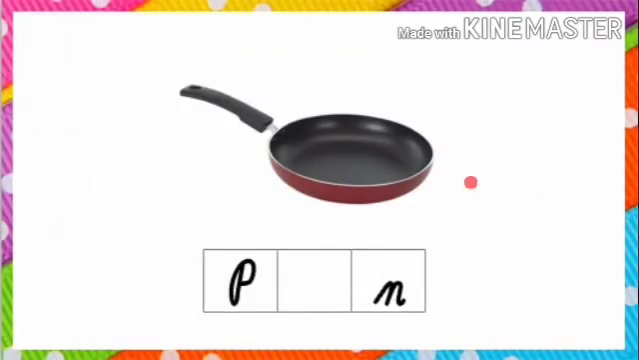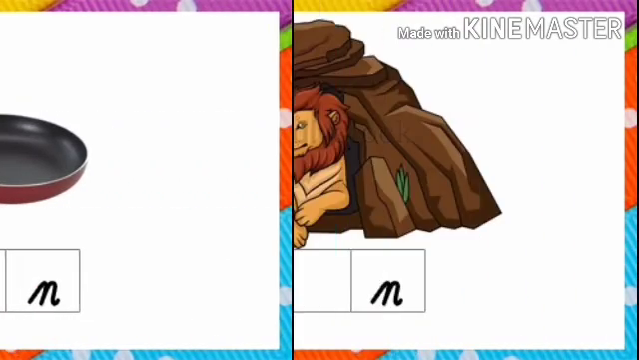Which picture is this? It's a picture of pan. Beginning sound is p, letter is p. Ending sound is n, letter is n. What about the missing sound of vowel? So write the vowel a, it says a, and make the word complete. Pan. Are you ready for the next word?